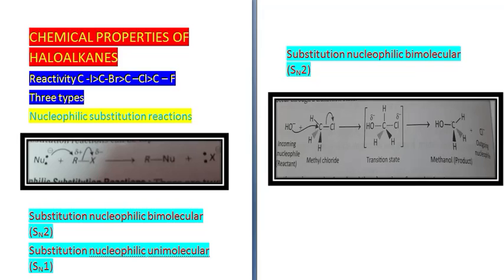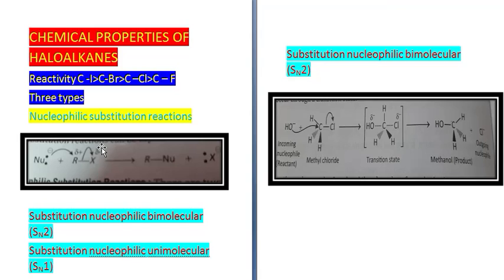Now, the reactions of haloalkanes can be divided into three categories. First is nucleophilic substitution reaction, second is elimination reaction, and the third is reaction with metals. We come to the nucleophilic substitution reactions. They are reactions in which a weaker nucleophile is substituted or displaced by a stronger nucleophile.